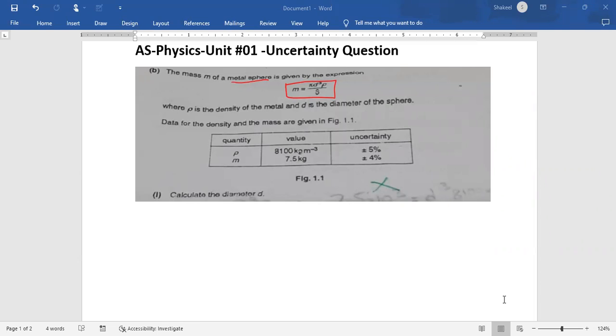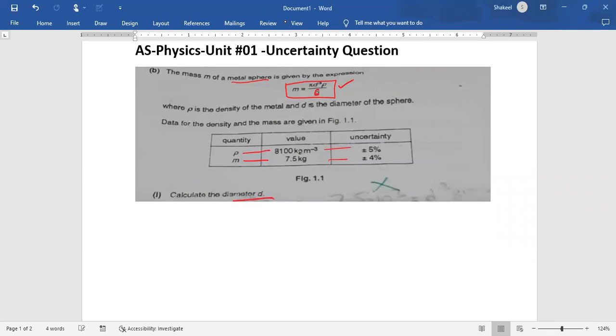Hello, dear students. Today we're going to discuss a past paper problem from AS Physics Unit 1 Uncertainty. The question is about a metal sphere, and the expression for its mass is given as m equals pi d cubed rho by 6. The value of density is given, the value of mass is given, and the percentage uncertainties are given.